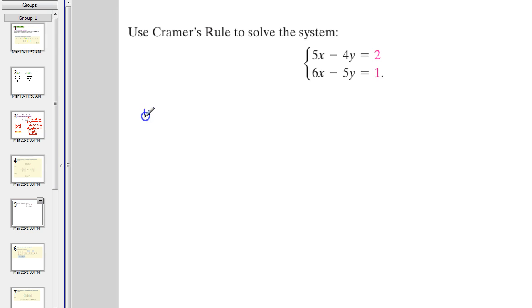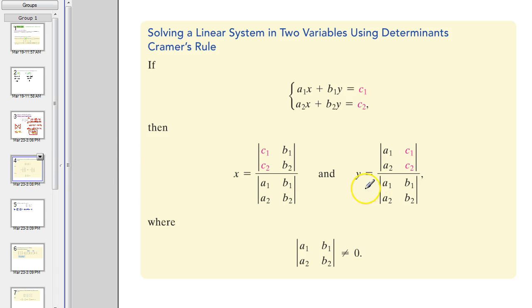So I call it D, like for the denominator matrix. That's just the original left-hand side, the stuff in all black there. So I'm going to do 5, -4, 6, -5, and then compute that. That's 5 times -5 is -25, minus 6 times -4, which is -24. So -25 plus 24 is -1. So there's the denominator, right? It was always -1 in the example that I'm doing now.